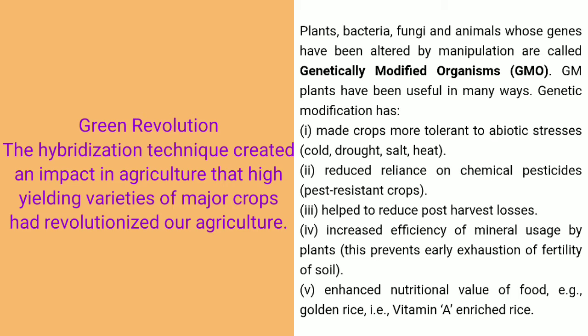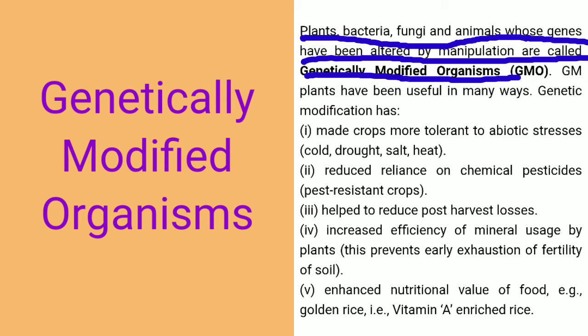But now, the development of genetically modified organisms has become the latest tool in the hands of the agriculturist for increasing crop yield and to overcome many of the challenges that farmers face during the agricultural process. So let's discuss genetically modified organisms, which are the result of genetic engineering processes. What is a genetically modified organism? The plants, animals, fungi and microorganisms which have been altered by manipulation of their genes instead of conventional breeding are called genetically modified organisms.